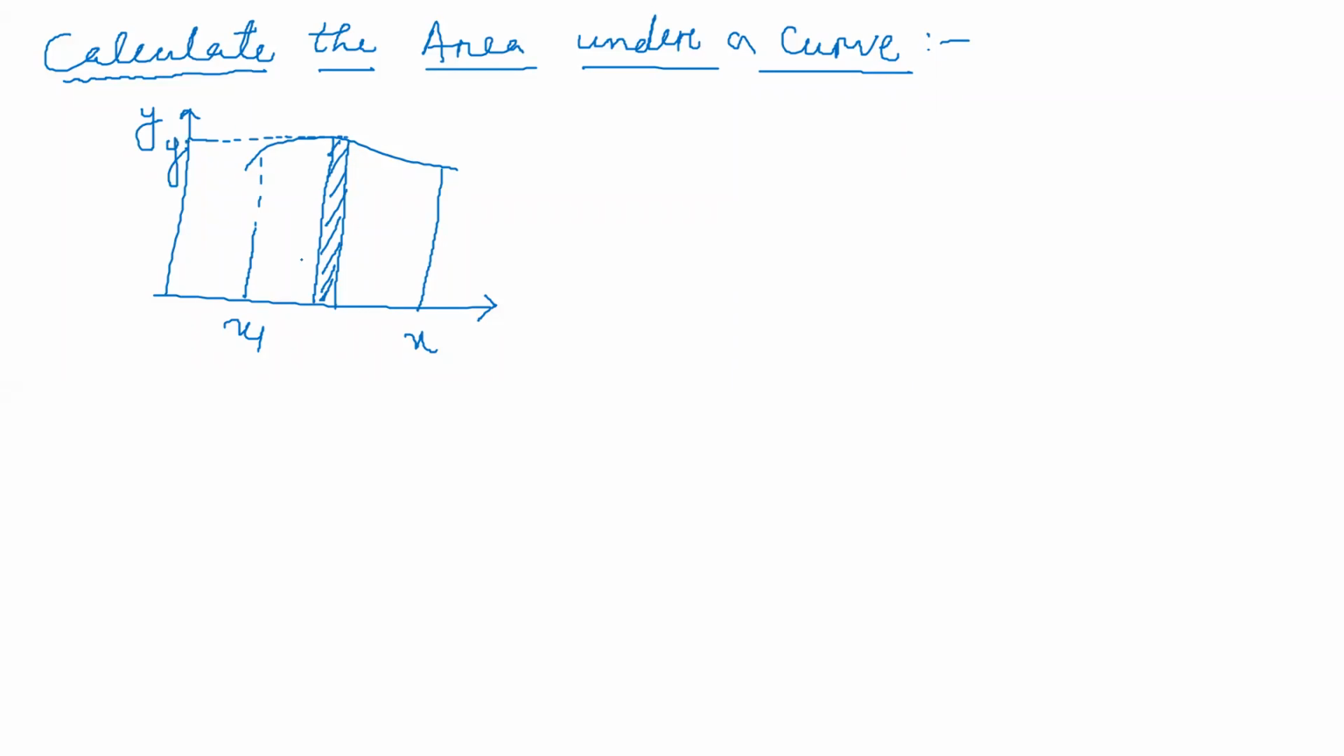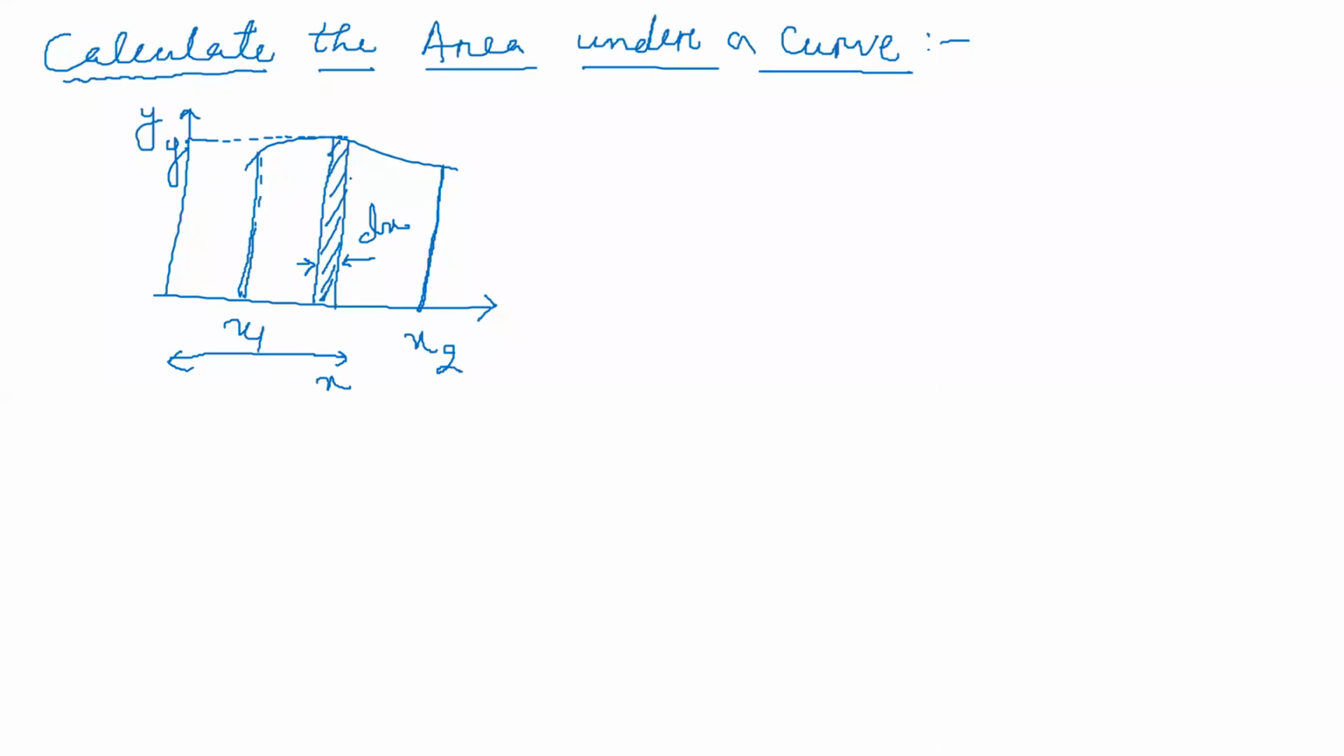I considered a small elemental strip. Let its width be dx. And students, let the total distance from here to here be x. This point is x1 and this point is x2. We'll start from x1 and end at x2. That's the small strip I have taken.